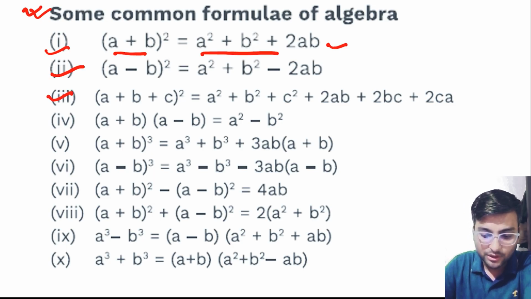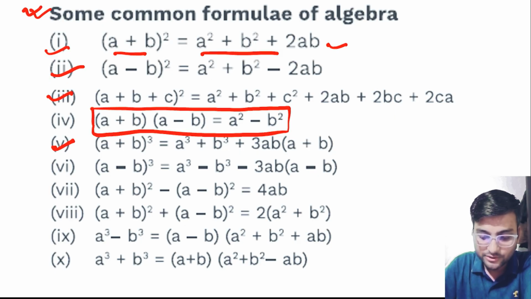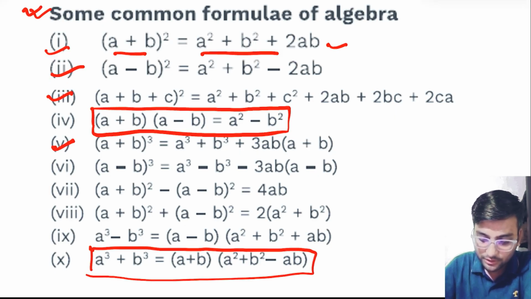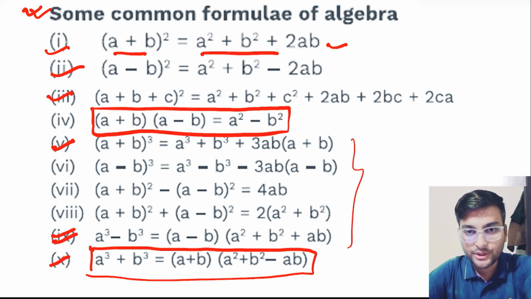This formula is important. Now this formula is mostly important: a square minus b square, and (a plus b) whole square are important. And one more formula is there, this one and this one are important. You just remember these formulas, they are important for you. Many a time they are used in this series.